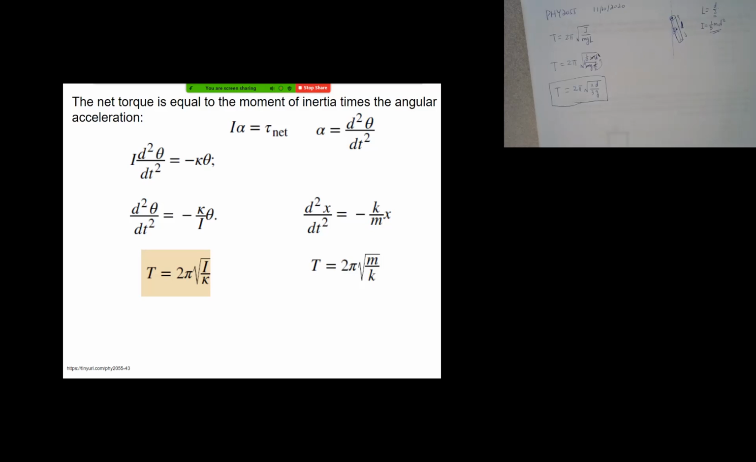simple harmonic motion. In simple harmonic motion, the period is 2 pi square root of m over k. You can replace again k over m with kappa over I. So that means replace m over k here with I over kappa. So the period for a torsional pendulum will be equal to 2 pi square root of I, the moment of inertia, divided by kappa. Kappa will be material dependent.